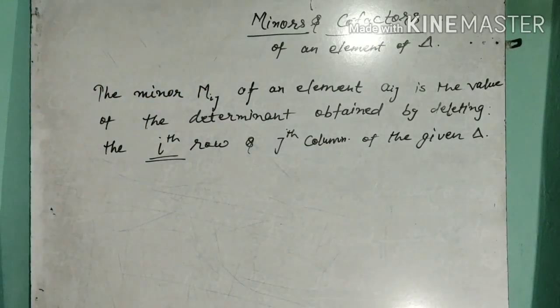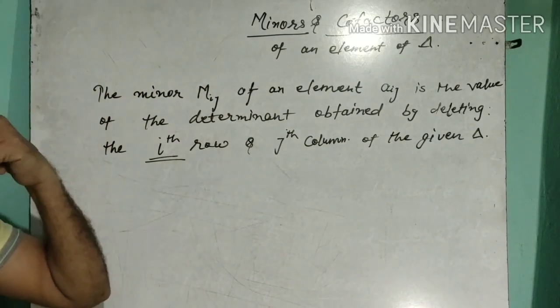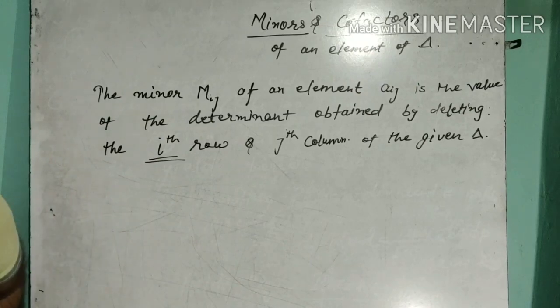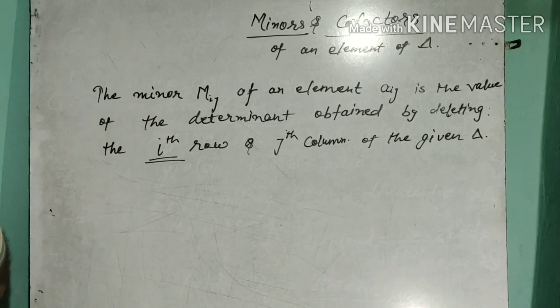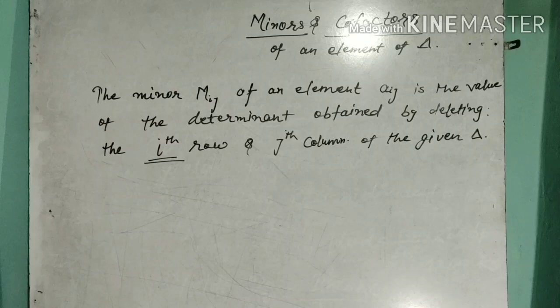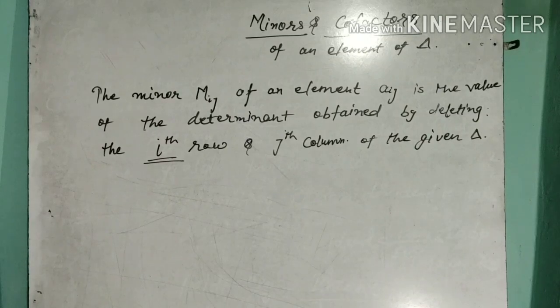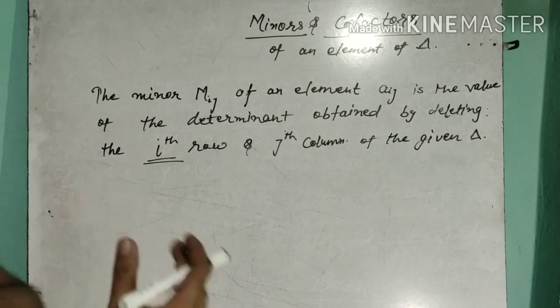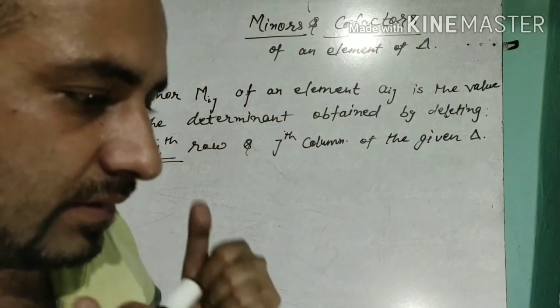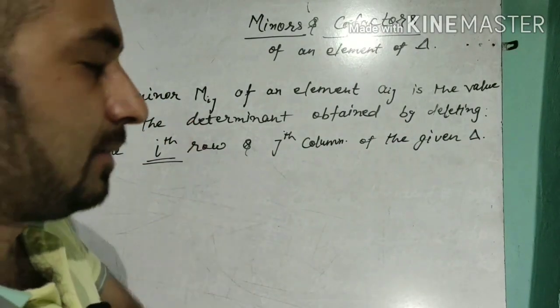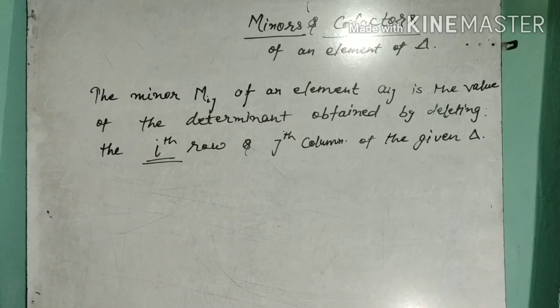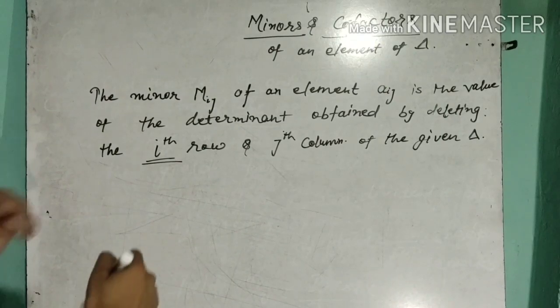See again the definition. The minor Mij of an element Aij is the value of the determinant obtained by deleting the ith row and jth column of the given determinant. In this way you will find out the minor. Right now you can write. After that I will explain the minor and cofactors of an element of the determinants within one example. This is the minor definition, and now write down the cofactors.